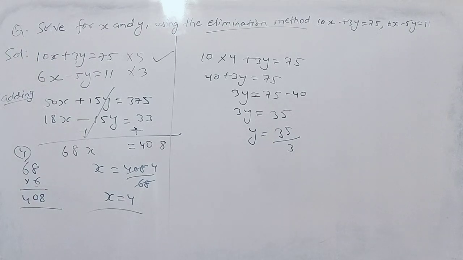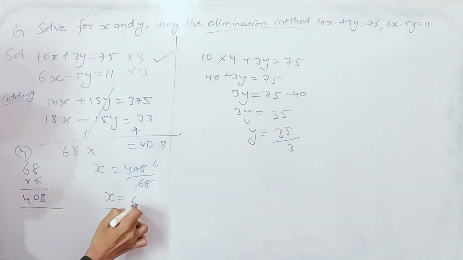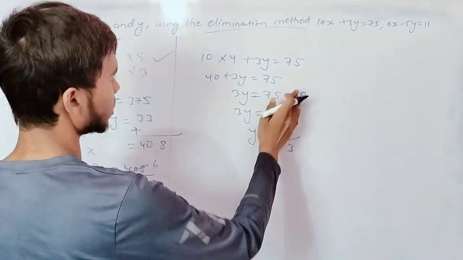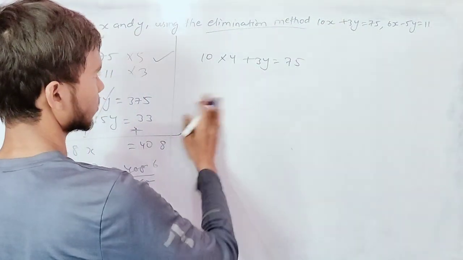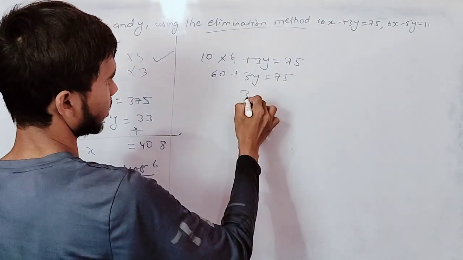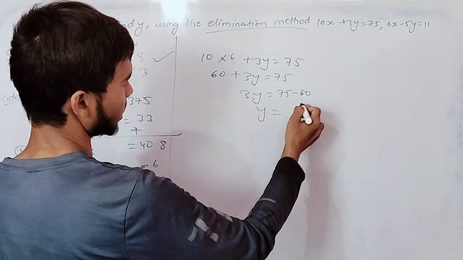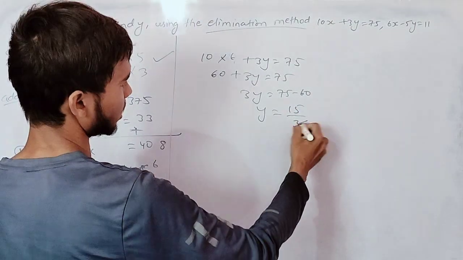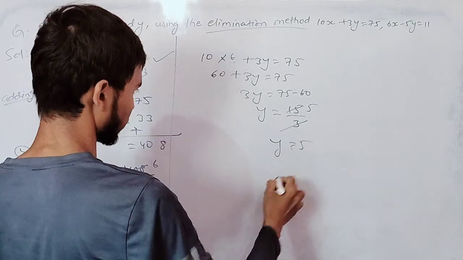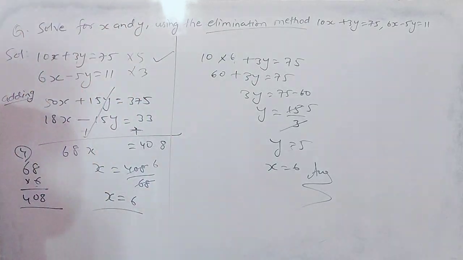No, brother, this is a 6. This is 6. 60 plus 3y is equal to 75. 3y is equal to 75 minus 60. That's why we are getting 15 upon 3. 3 5s are 15. Y came as 5 and x was 6. So these are the answers: x came as 6, y came as 5.